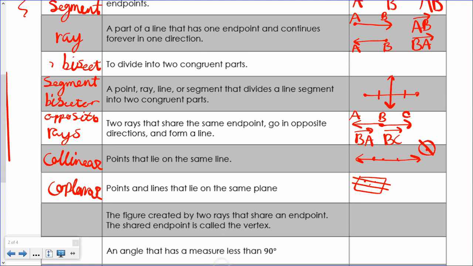But imagine, I don't have a piece of paper handy, but imagine a plane is like a piece of paper. If you were to draw a bunch of lines on that one piece of paper, those would all be coplanar because they're on the same piece of paper. But if you had two pieces of paper where you drew a line here, and then you had another piece of paper where you drew a line there, those are not coplanar because they're on different planes. Does that make sense?